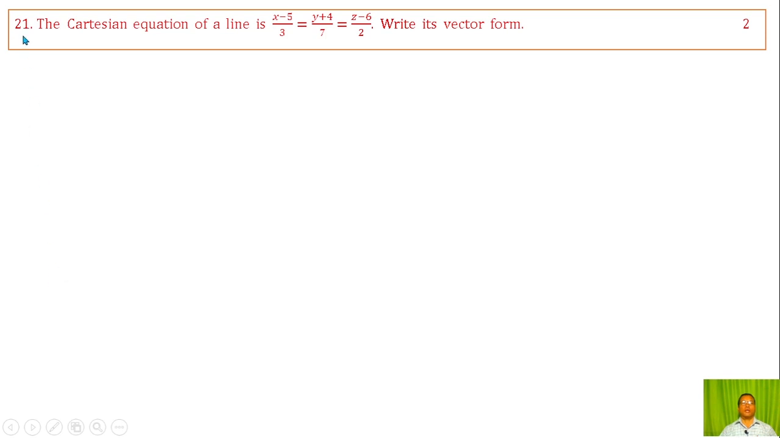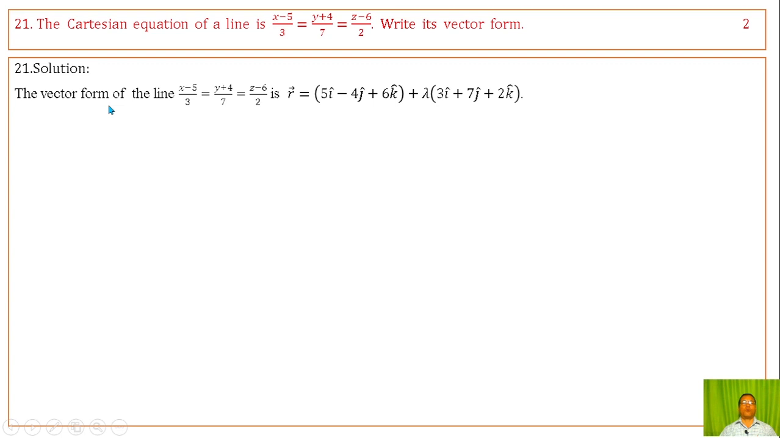Question 21. The Cartesian equation of a line is this. Write it in vector form. The vector form of this line is r vector equal to the position vector of the point, 5 times of i cap minus 4 times of j cap plus 6 times of k cap, plus lambda times of 3 i cap plus 7 j cap plus 2 k cap.